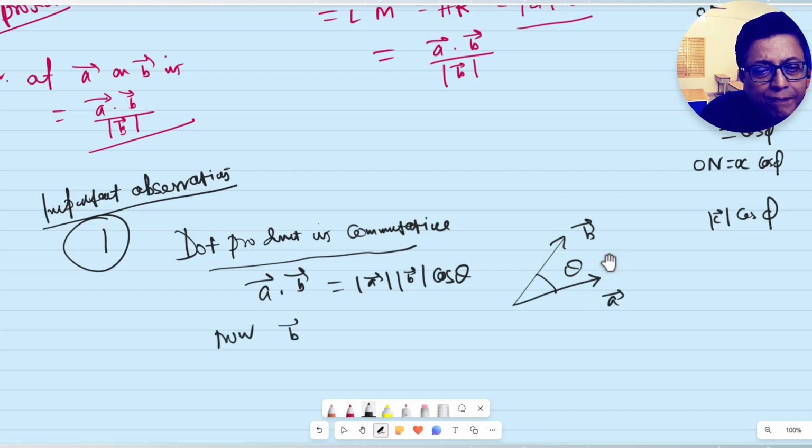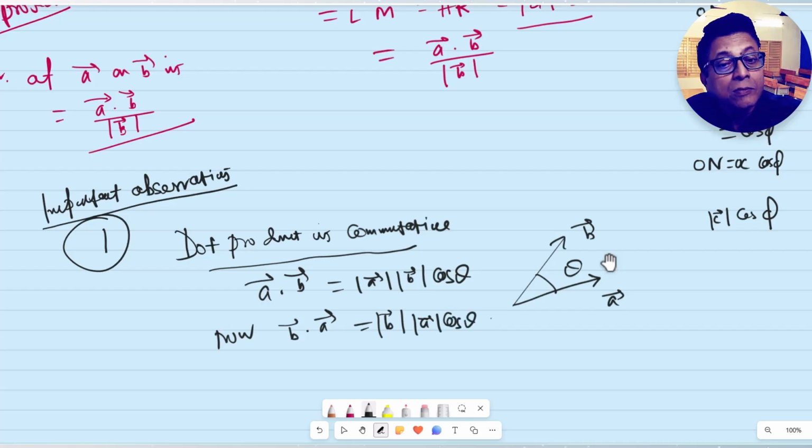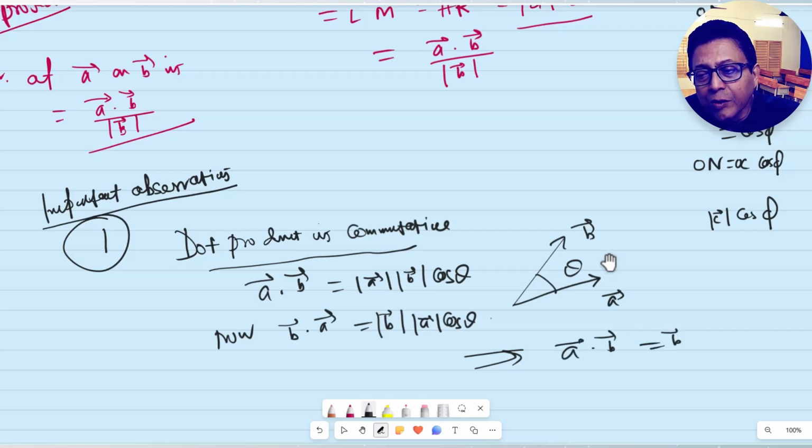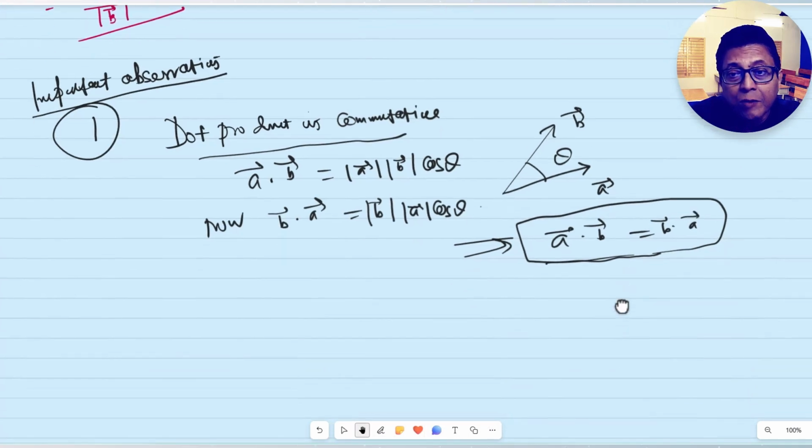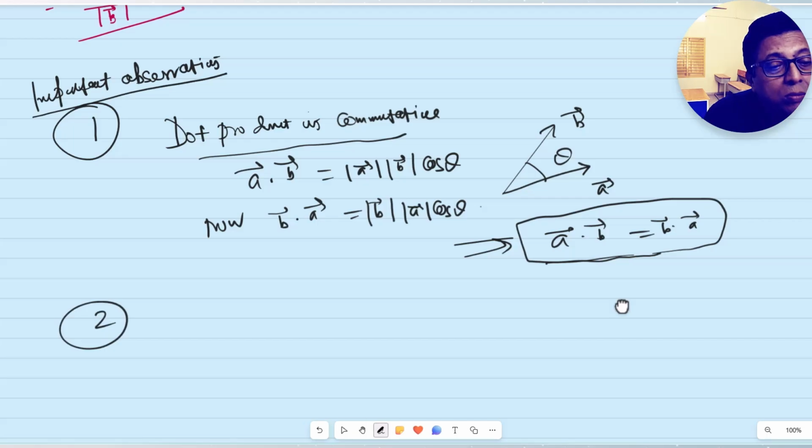Somebody wants to find B dot A. What about B dot A? This will be mod B mod A cos theta. So this will imply that A dot B equal to B dot A. So this commutative property is also a mathematical property. Dot product is commutative, that you need to know. It obeys the commutative property. A dot B equal to B dot A, like in multiplication you have seen for two numbers, for vectors also that is valid.